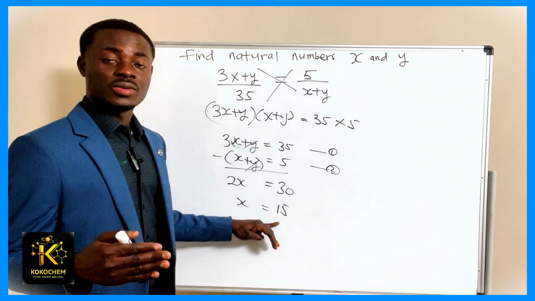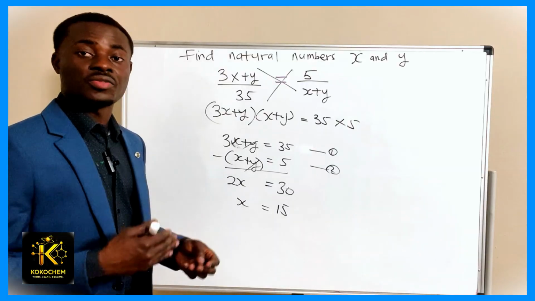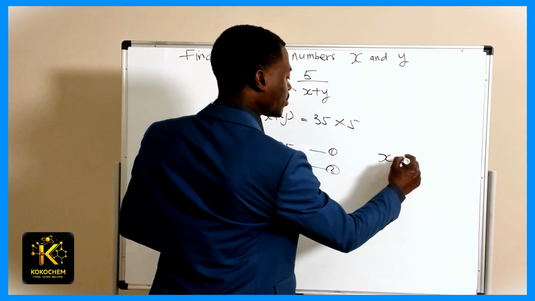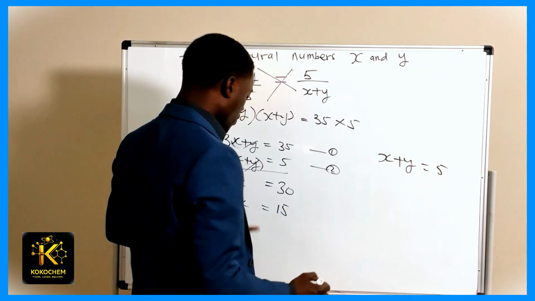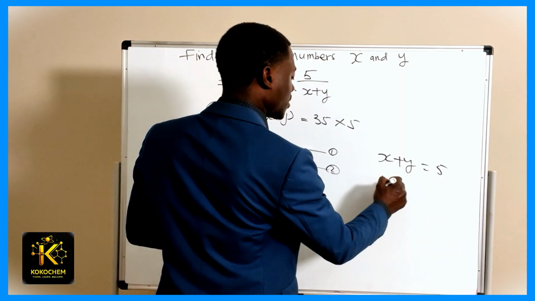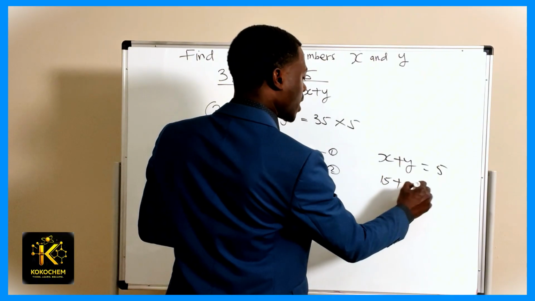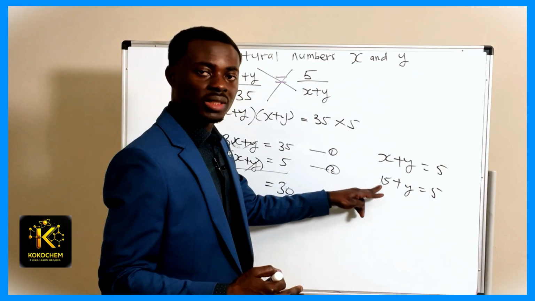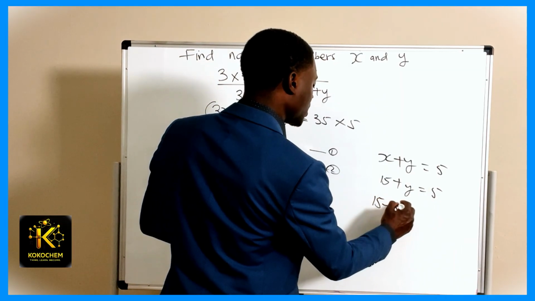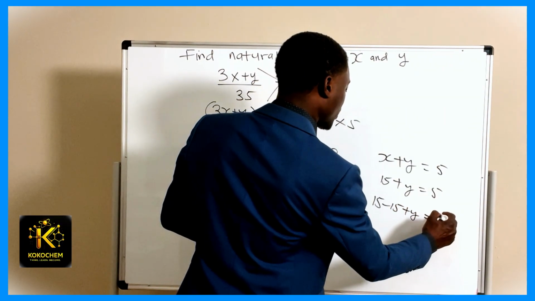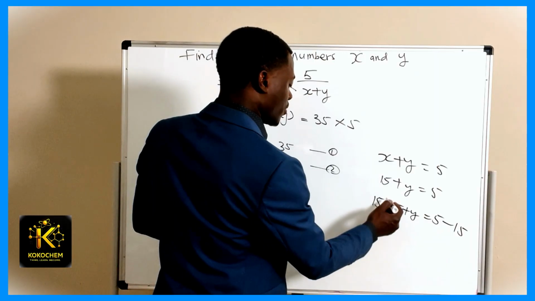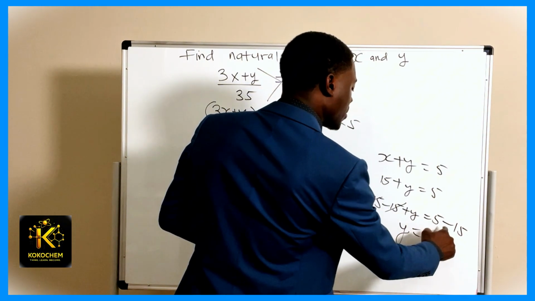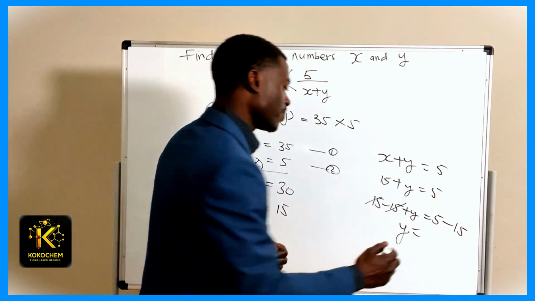Now that we know the value of x, we are going to use either of the equations to find the value of y. I'm going to use equation 2. We have x + y = 5. We know that the value of x is 15. So 15 + y = 5. Subtract 15 from both sides, okay? So we get 15 - 15 + y = 5 - 15. 15 minus 15 gives you 0. So you have y equal to 5 minus 15, which gives you minus 10.